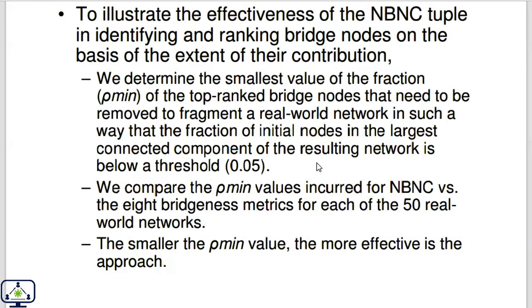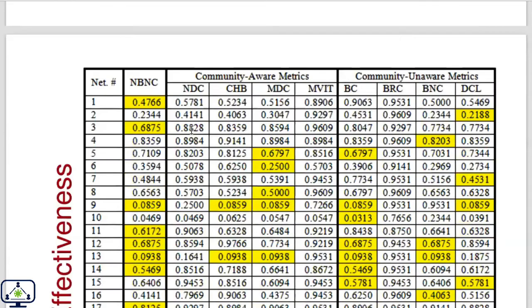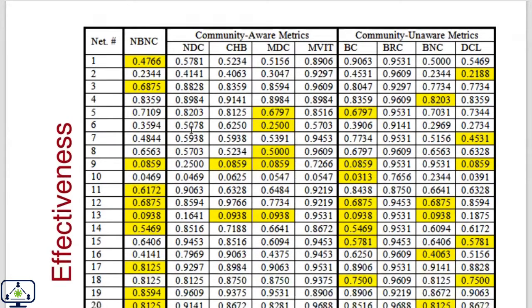So if you're able to remove very few nodes and disconnect the network and bring the size of the largest connected component to just 5% or less, that means your approach is very effective. You don't have to remove a lot of nodes in order to bring down the connectivity of the largest component. The fraction of the top rank bridge nodes that need to be removed in order to bring down the fraction of nodes in the largest connected component to less than 5%, I call it rho min.